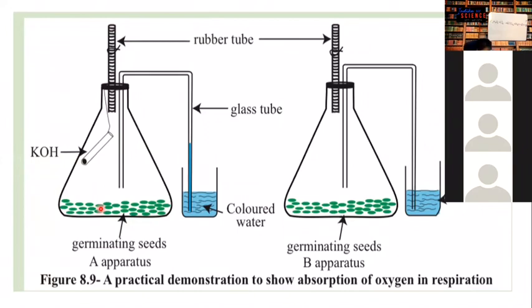What is the function of the potassium hydroxide? I have told you there. What is the function of potassium hydroxide? Absorption of carbon dioxide. Yes, carbon dioxide released during respiration. Absorption of carbon dioxide released from germinating seeds, or anything like that you can write down.